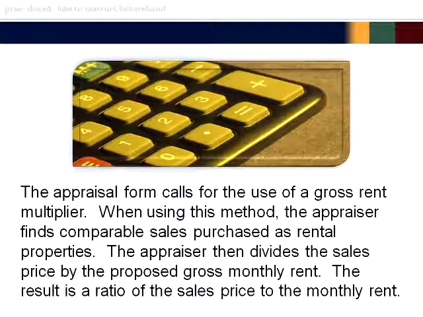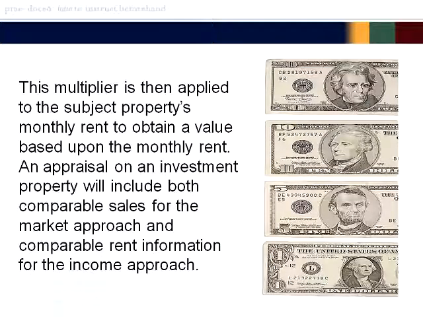The appraisal form calls for the use of a gross rent multiplier. When using this method, the appraiser finds comparable sales purchased as rental properties. The appraiser then divides the sales price by the proposed gross monthly rent. The result is a ratio of the sales price to monthly rent. This multiplier is then applied to the subject property's monthly rent to obtain a value based on the monthly rent.